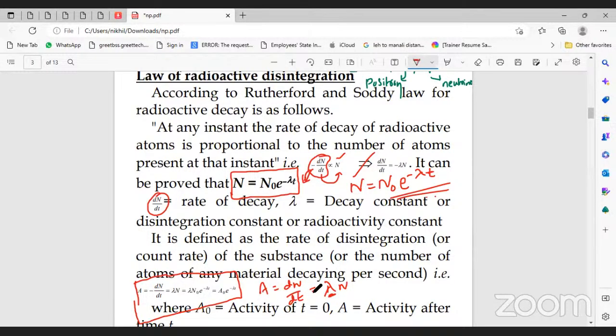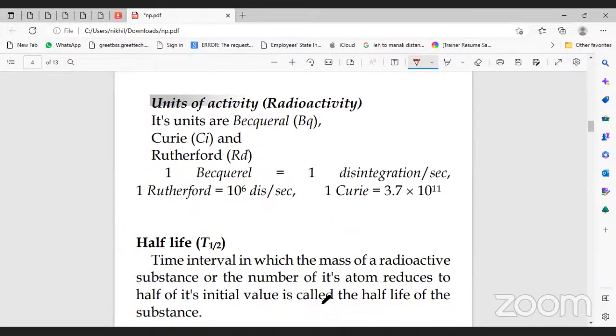Now let me know, what is the SI unit of the activity? The SI unit of the activity is becquerel. Or you can also express that in terms of disintegration per second. So 1 becquerel is nothing but 1 disintegration per second. So the SI unit of radioactivity is disintegration per second. 1 becquerel is equal to 1 disintegration per second.